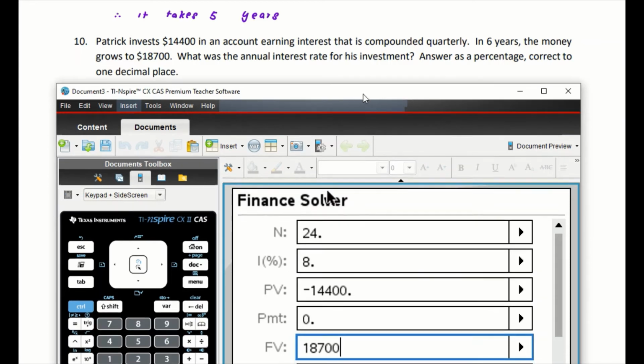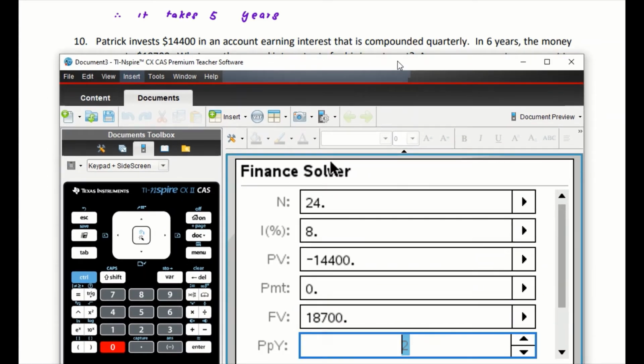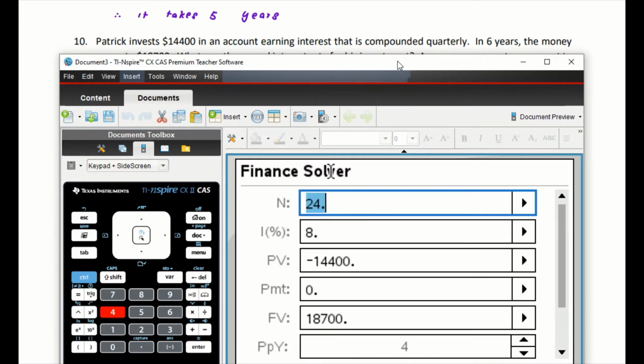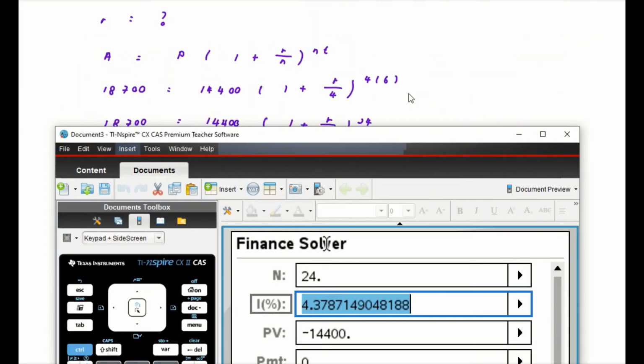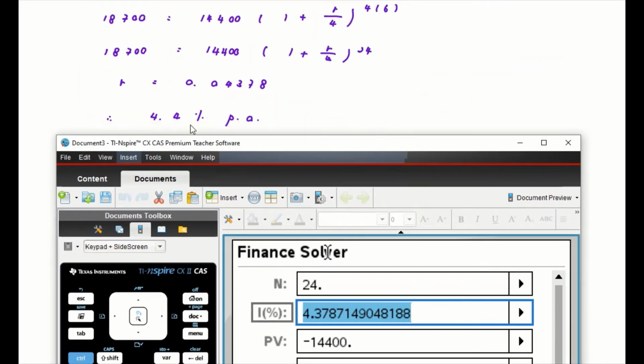Okay. Then in this case, it's compounded quarterly. So our PPY and CPY will be 4. So 4 times each year. Then after that, you just tab until you go back to the I. Then you just press enter. So at the end, you'll be able to get this answer. Then let's check the answer that we are having. So you see, that's correct. 4.44378. So 4.4378 here. Okay, and that's your answer.